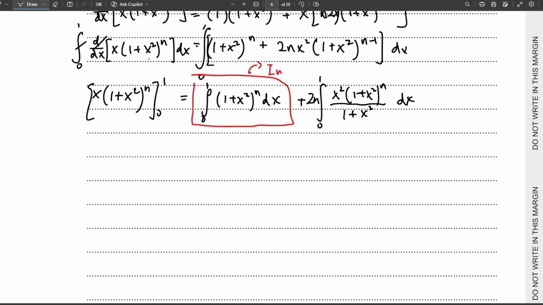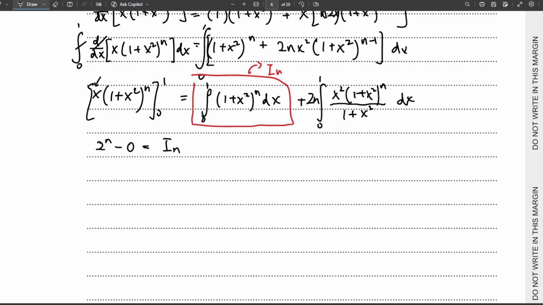Let's continue with the left-hand side. If we substitute 1, then 1 plus 1 squared is 2, so there's 2^n when we substitute 1. When we substitute 0, everything is multiplied by 0, so it's just minus 0 here. And the integral I'll go ahead and replace with I_n.